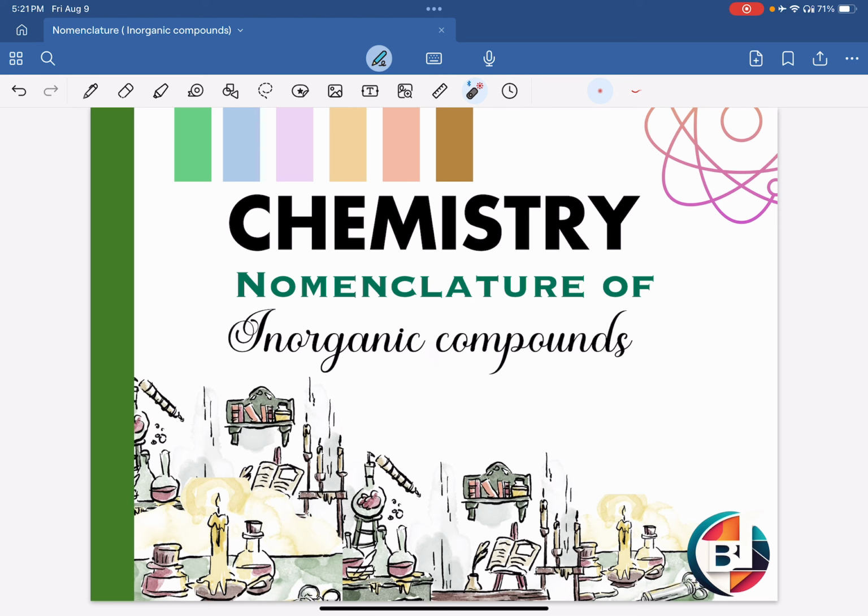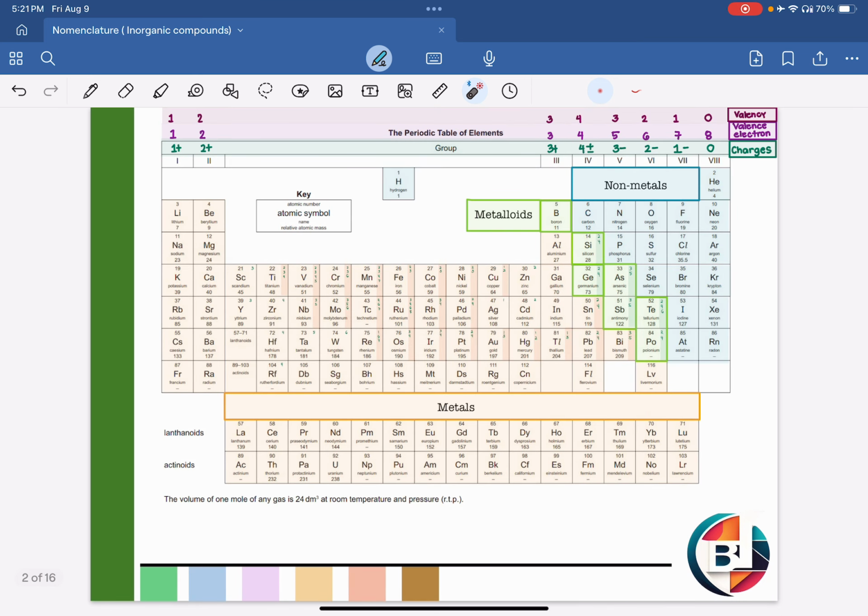Let's dive into the process of learning the nomenclature or naming conventions of inorganic compounds. However, before we get into that, it's essential to revisit the periodic table, focusing particularly on the three main classification of elements. We'll start with metalloids.